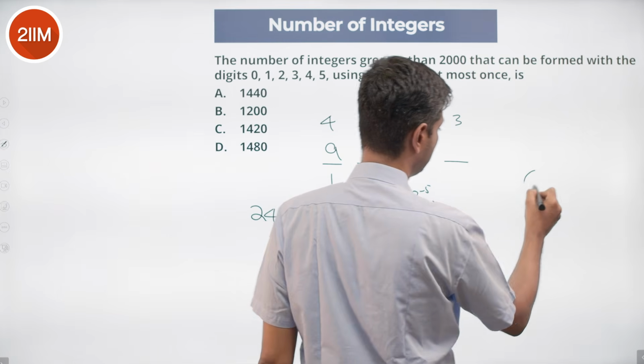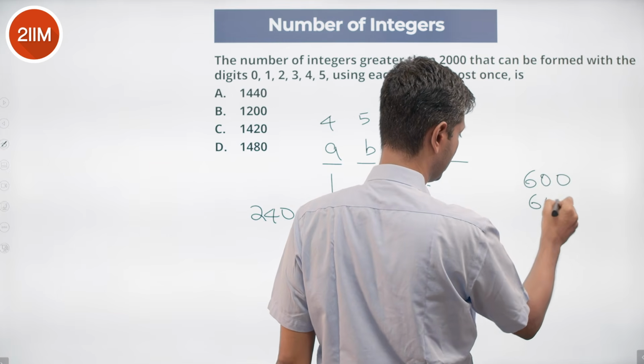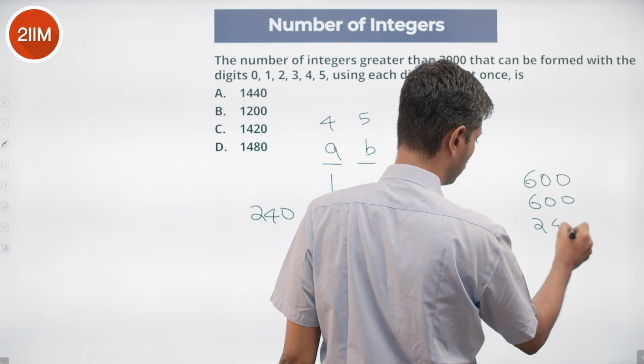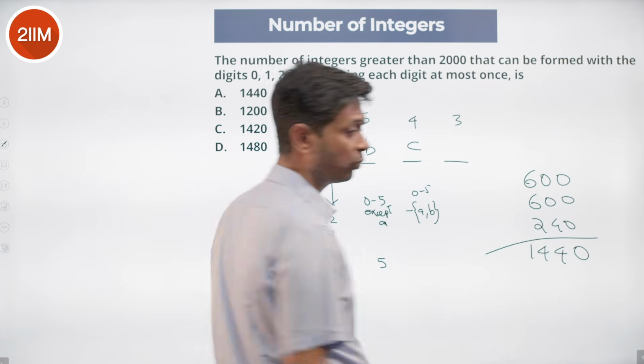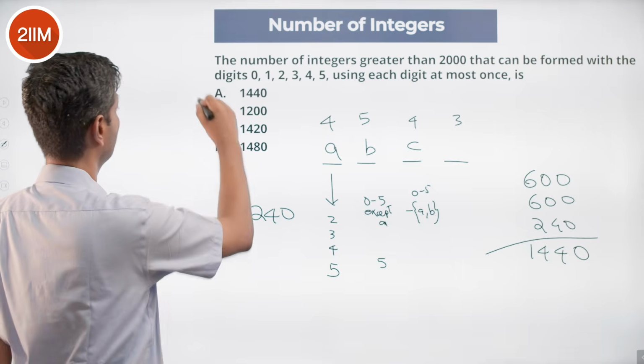So we had 5-digit numbers and 6-digit numbers, 600 and 600 each. 4-digit numbers, 240. 1200, 1400, 1440. Hopefully that's there in our choices. Yes, it is. Done.